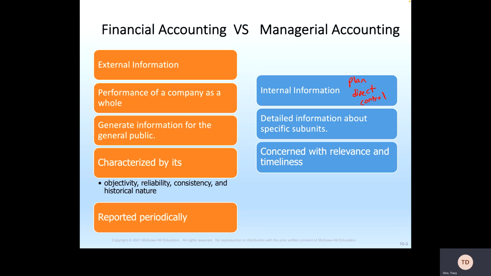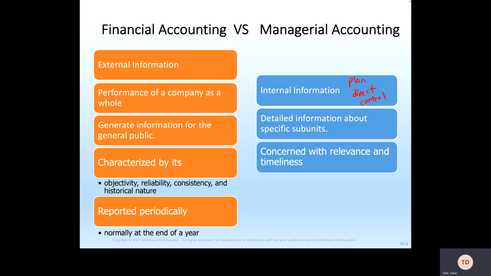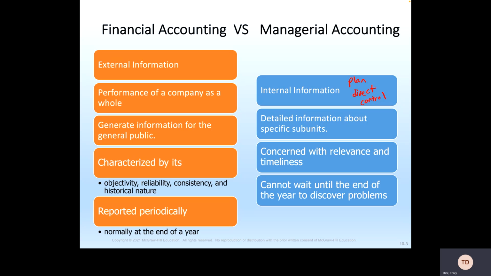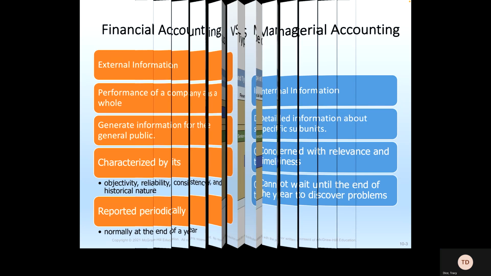And then financial accounting is reported periodically. Normally it's at the end of a year, whereas managerial accounting can't wait until the end of the year. If we've got issues going on between our revenues and our expenses, we need to figure that out right now. So it's done whenever it needs to be done.